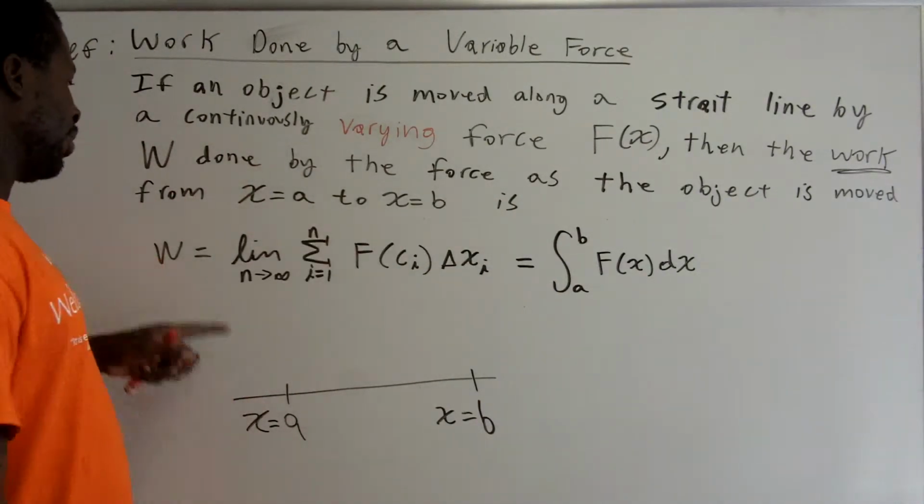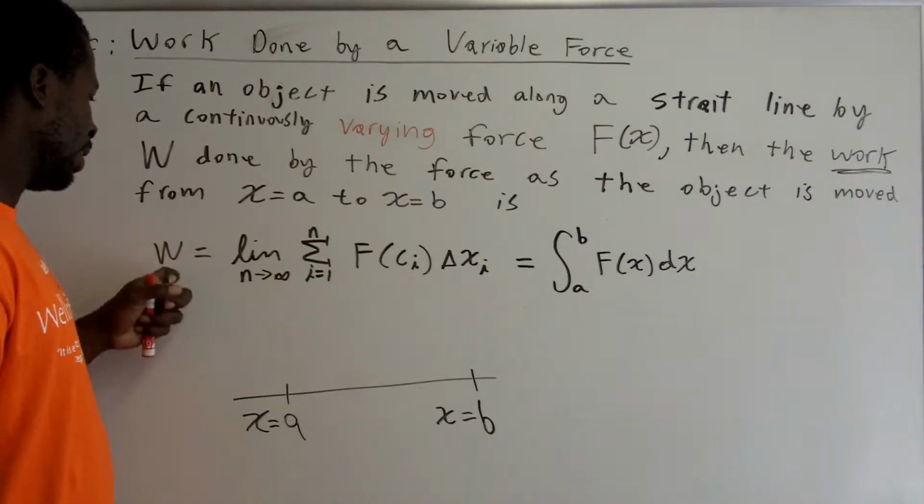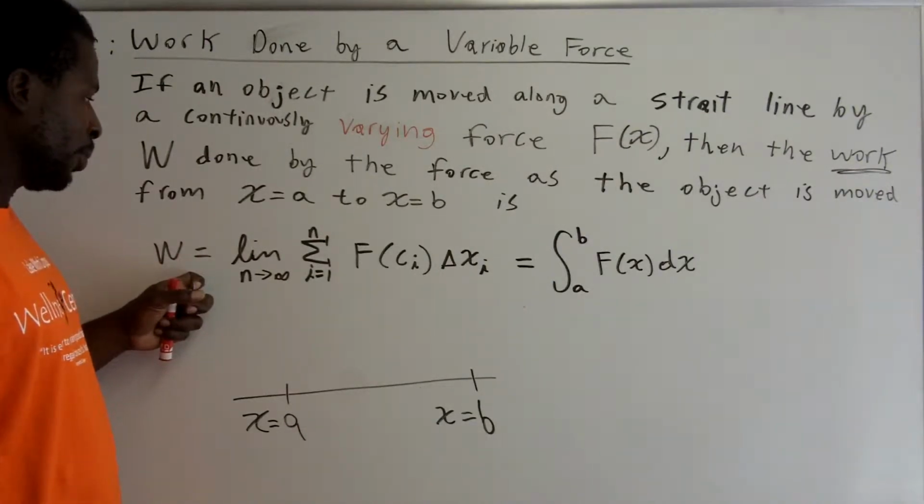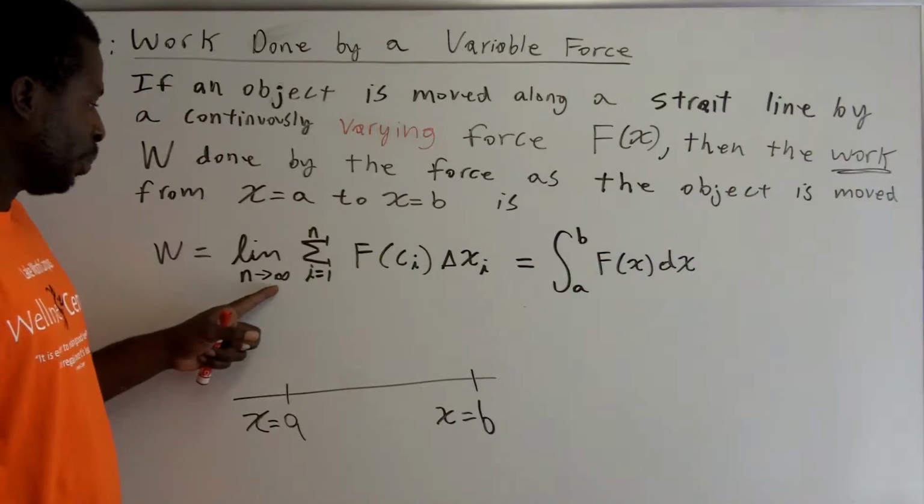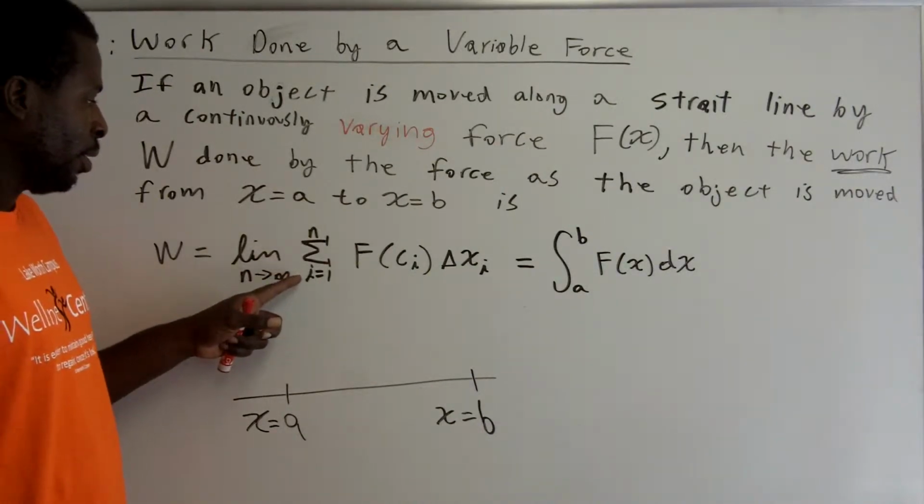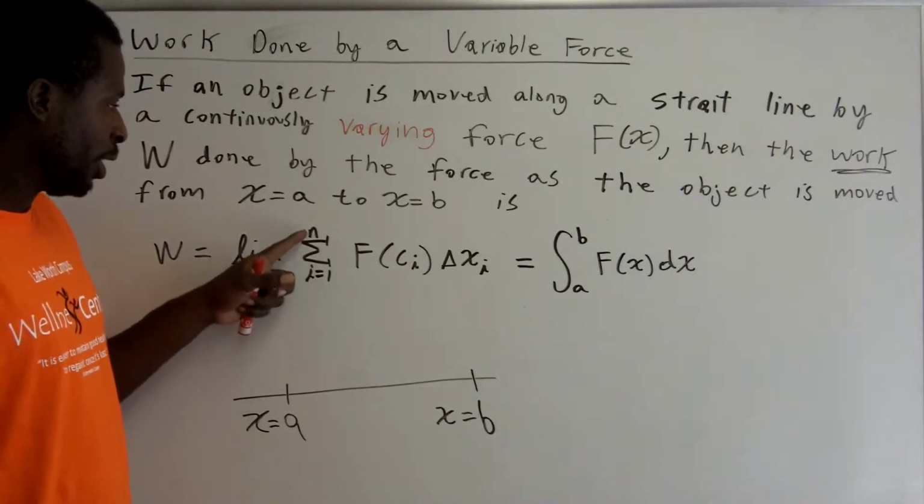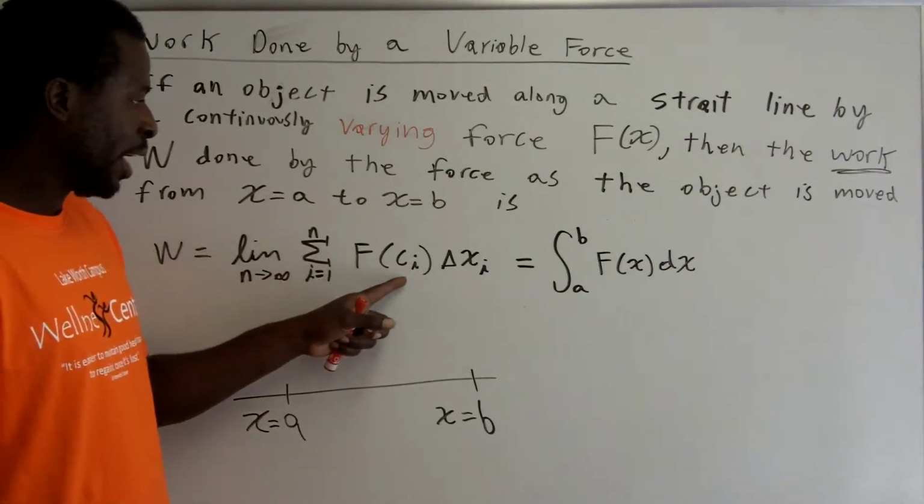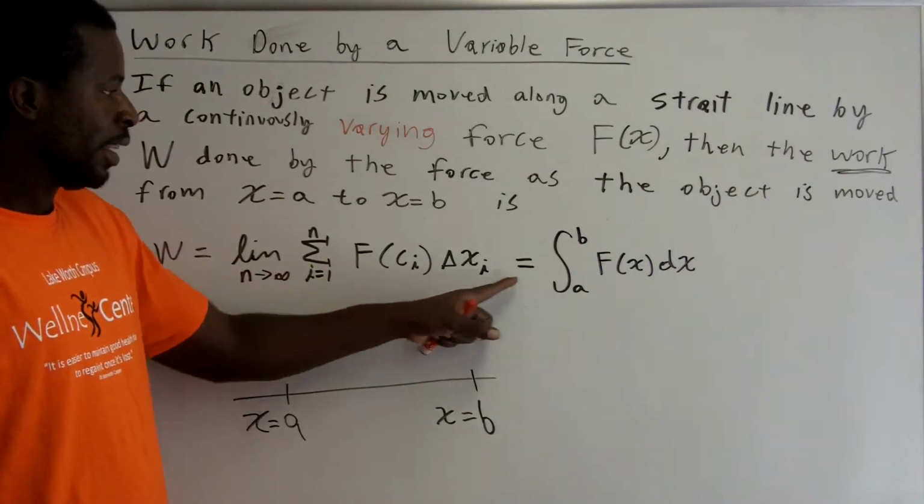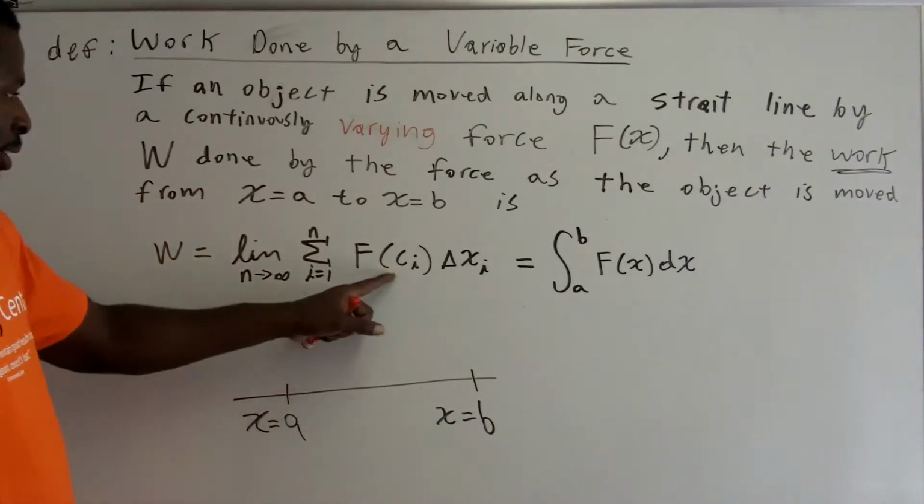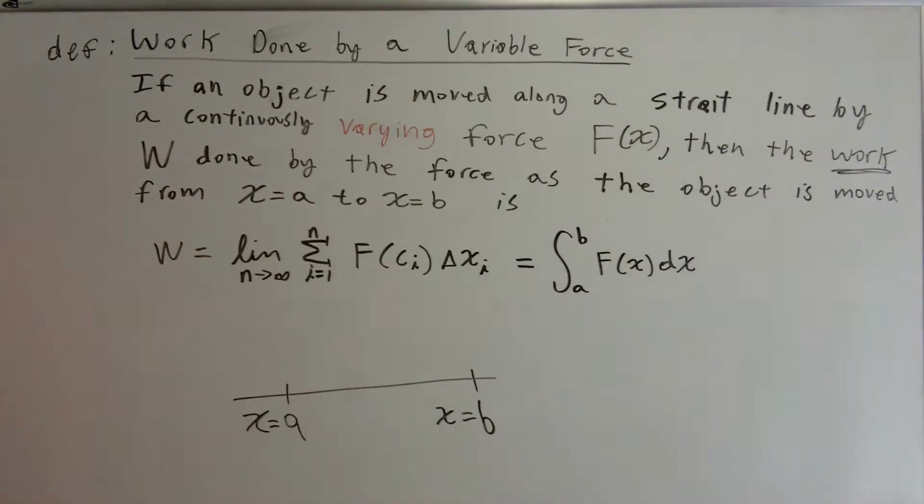This work is going to be given by W equals the limit as n approaches infinity of the sum from i equals 1 to n of f of ci delta xi, and that's actually equal to this integral. Let's take a look at this limit definition over here.